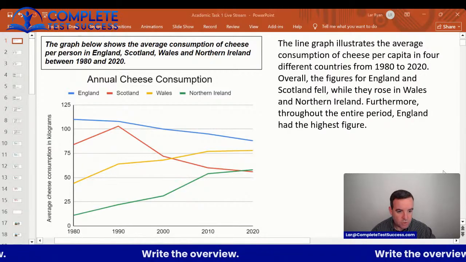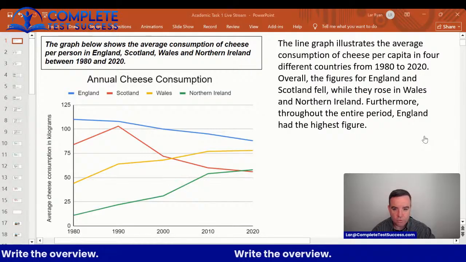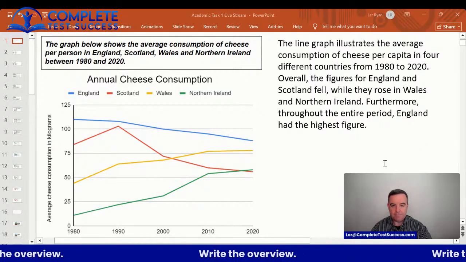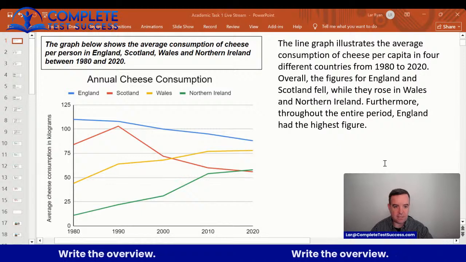Okay, so yeah, that's very good. And let's move on to the next point. What I'm going to do is let's just do one category at a time. Okay, so we're on the next part of the essay where we have to describe the specific details. I'm going to start with England.